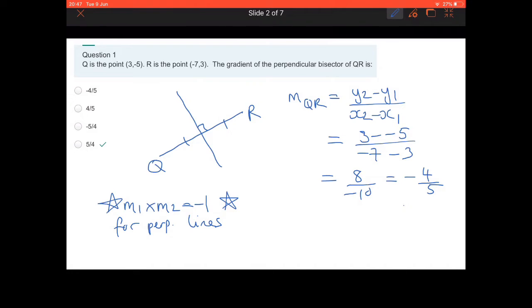So if we've got a gradient of -4/5, the quick way to work out the gradient of the line that's perpendicular is to flip it upside down and change the sign. So we had the last option here, which is 5/4.